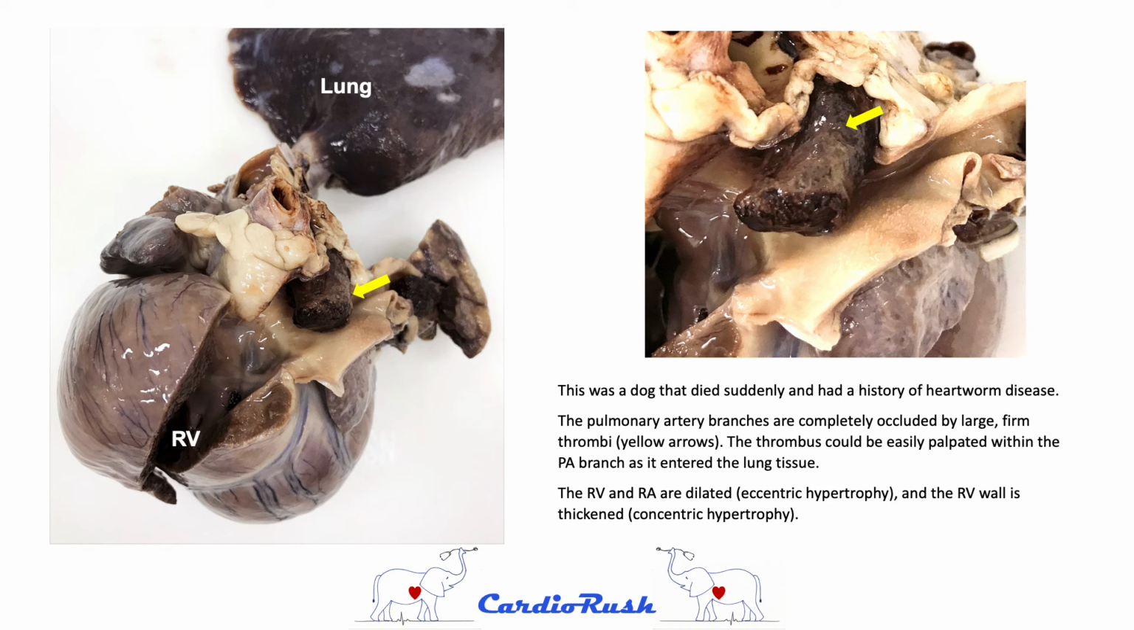The right ventricle is both dilated as well as concentrically hypertrophied. The thrombus created secondary pulmonary hypertension, which then resulted in a pressure overload to the right ventricle, causing the concentric hypertrophy.